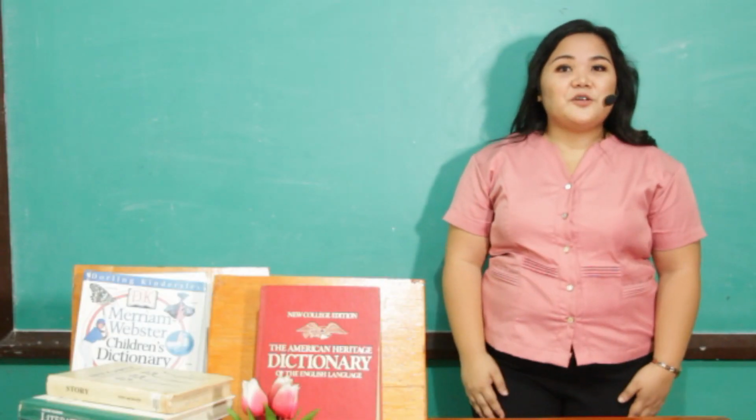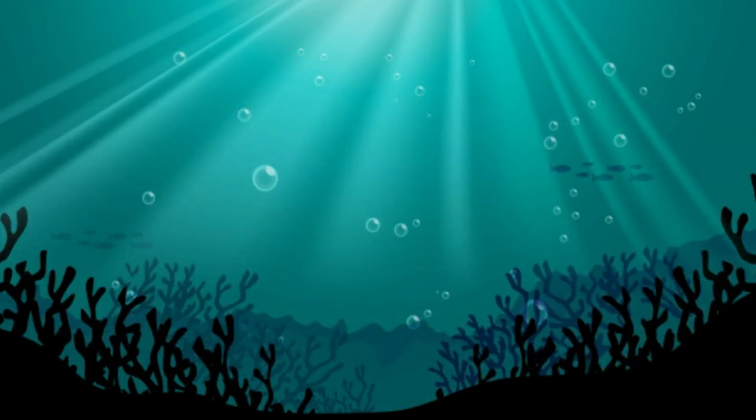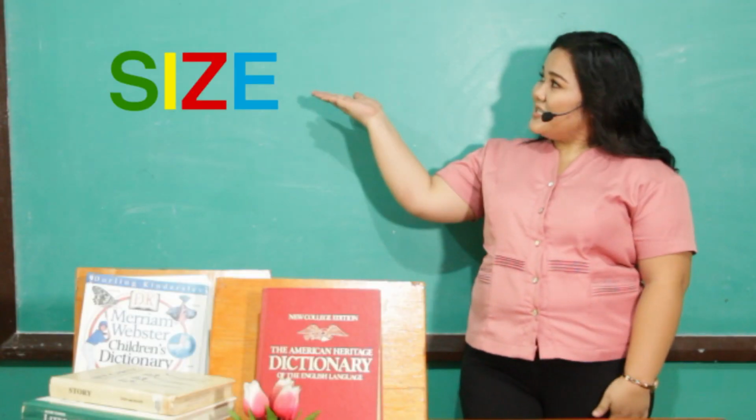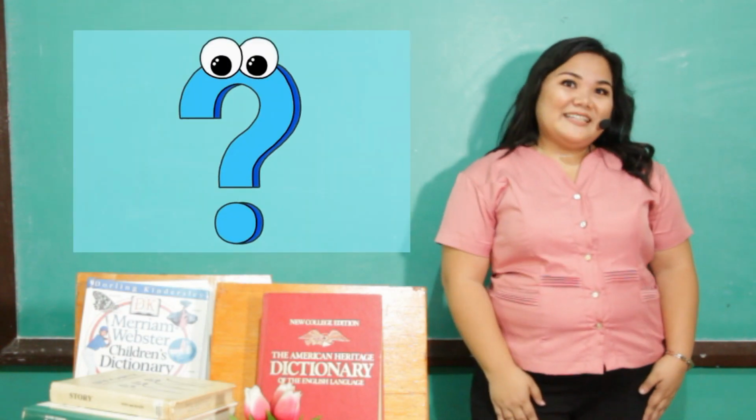If you were to define a whale, you may start by saying it is an aquatic mammal. Then you could talk about its size, shape, and so on. These patterns start with letter D and end with letter N. What could it be?